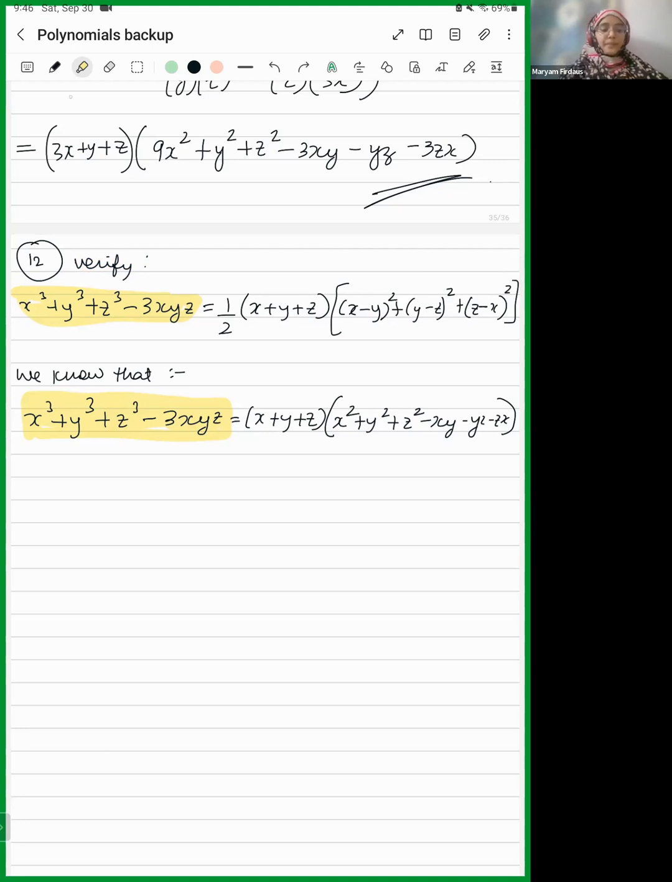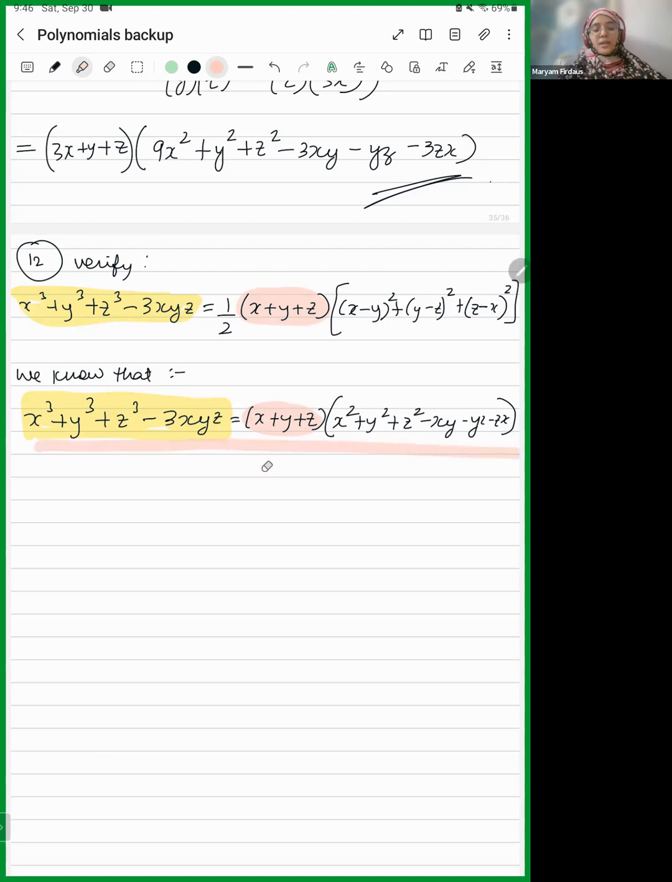Preshita? Yes, ma'am. Can you tell us how to do this? Think about it. So see, even in the RHS, the x plus y plus z part is the same. It's okay. You were there in the previous class, na? In the previous class, we did this identity.